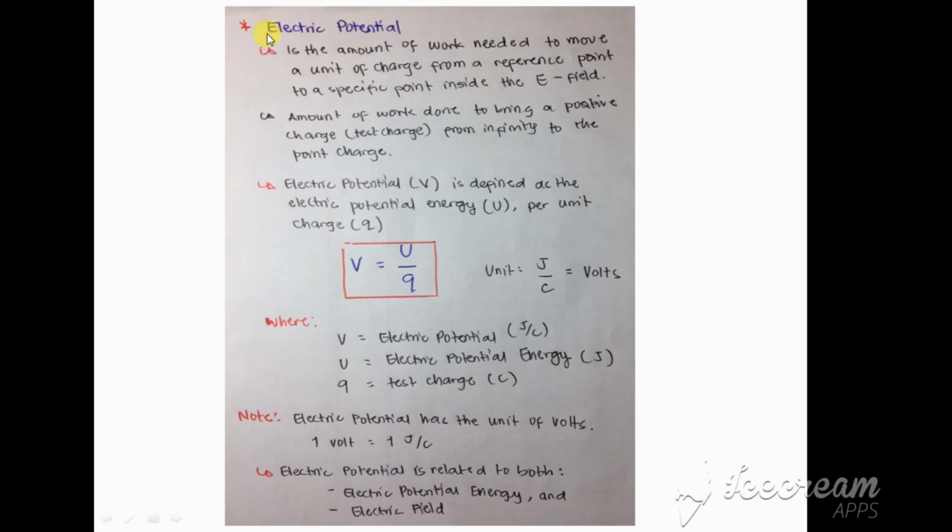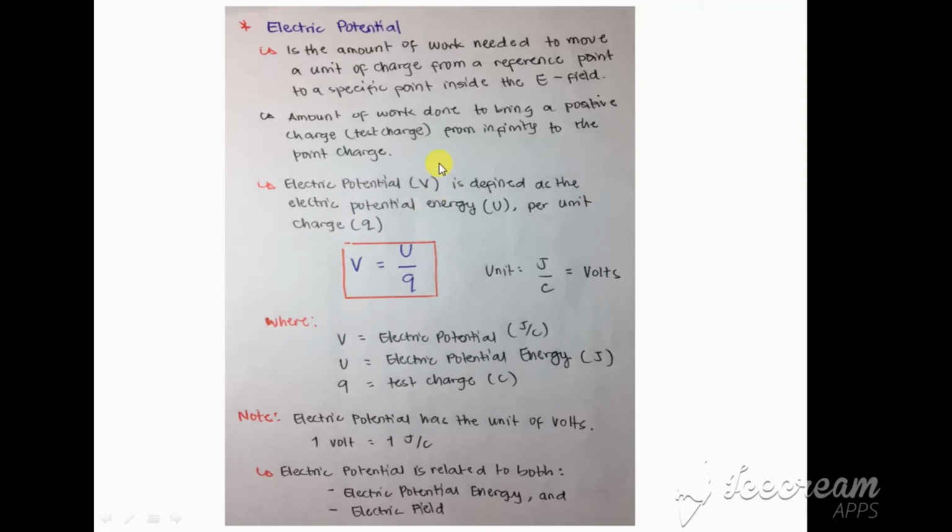Now take note that electric potential energy is different from electric potential, but they are both related to each other. Now electric potential is the amount of work needed to move a unit of charge from a reference point to a specific point inside an electric field. It is the amount of work done by bringing a positive charge or test charge from infinity to the point charge.